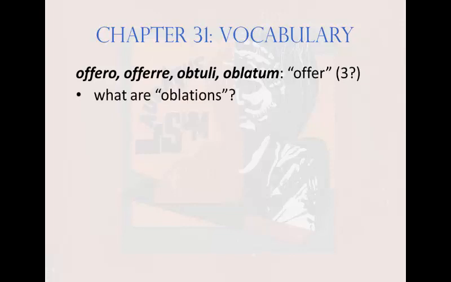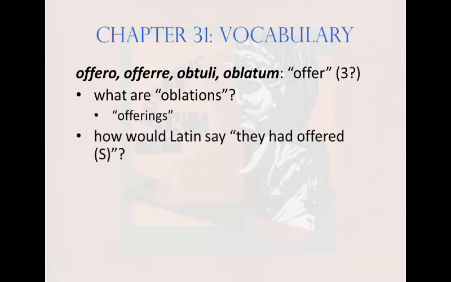Another thirdish conjugation compound of fero is offero, offerre, obtuli, oblatum, meaning offer. What are oblations, an English derivative of this word? That's right, offerings. And how would the Romans have said they had offered, let's say, in the subjunctive? What tense? Pluperfect. What voice? Active. So how is the pluperfect subjunctive active formed in Latin? The perfect active infinitive plus endings. Thus the answer is obtulissent.